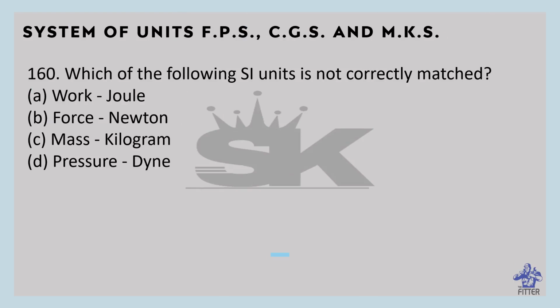Which of the following SI unit is not correctly matched? Pressure and dyne. Dyne is the unit of force in CGS unit. SI unit of pressure is Pascal. So this is wrong.